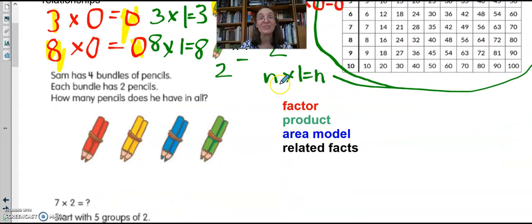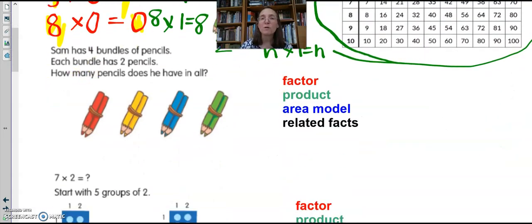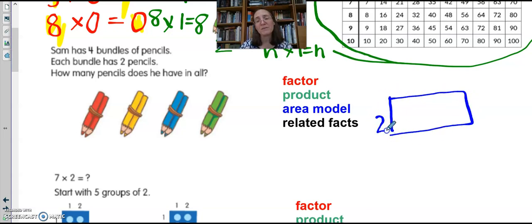Let's go on to 2. Sam has 4 bundles of pencils. There are 2 pencils in each bundle. How many does he have? Let's draw a quick area model for this, just quick. My factors are going to be 2 and 4.